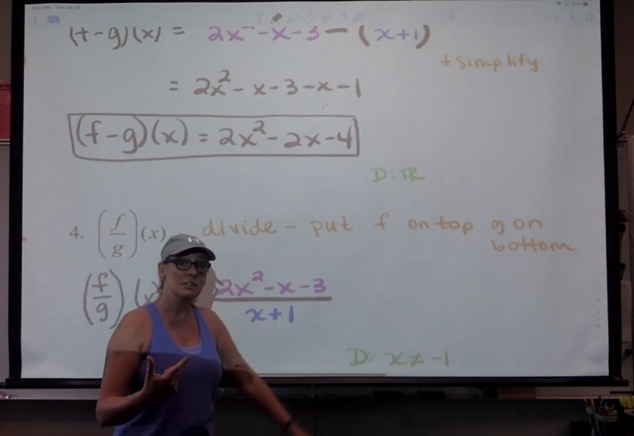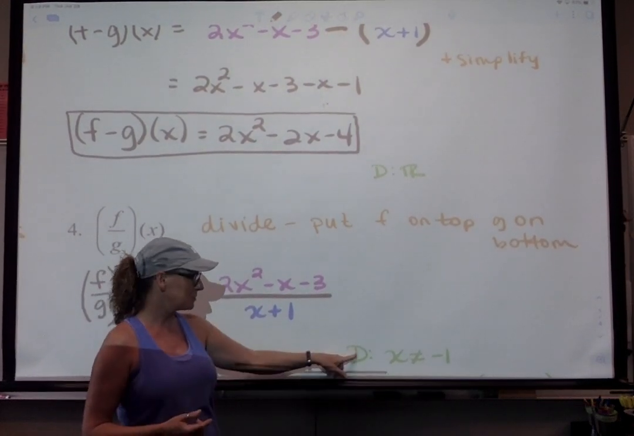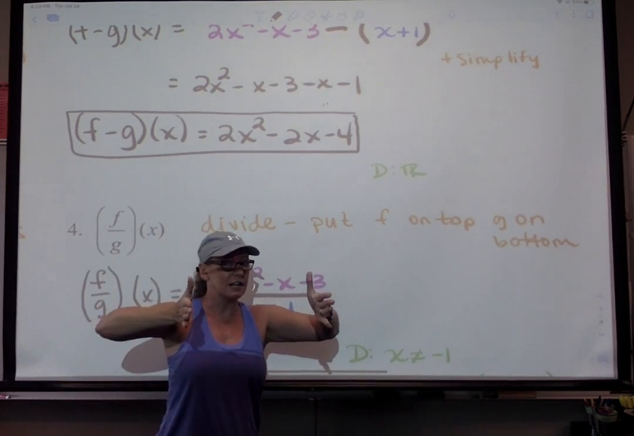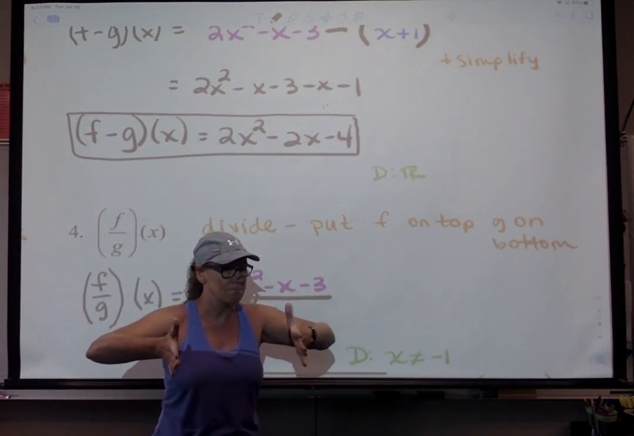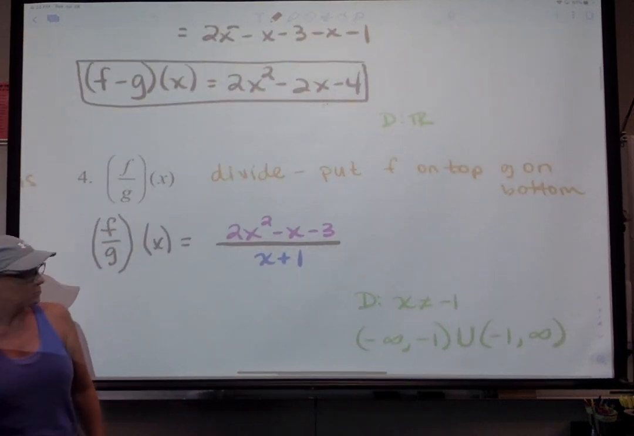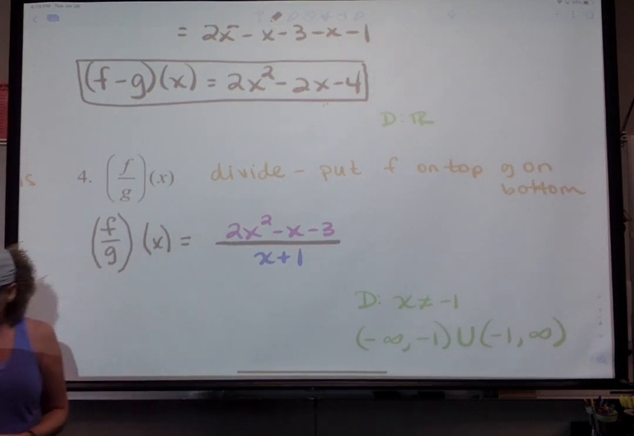And then if I put that in interval notation, like just a quick review from last chapter, I can go anywhere from -infinity leading all the way up to -1, but don't include -1. And then -1 to positive infinity. And that's what my domain looks like in interval notation.